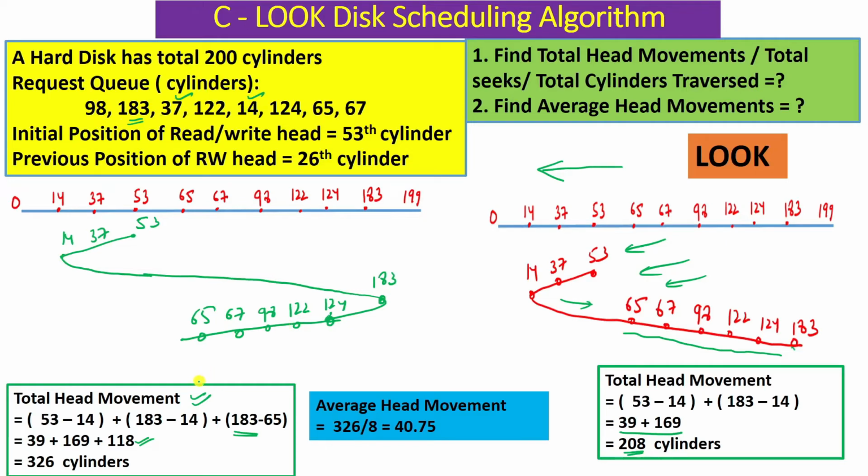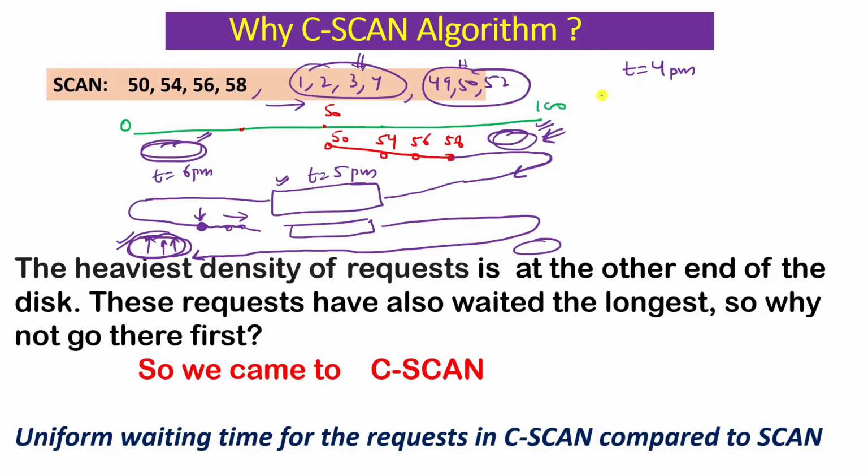You may ask, if C-LOOK has more head movements than the LOOK algorithm, what is the advantage of the C-LOOK algorithm? This is the same question you can ask while understanding the SCAN and C-SCAN algorithms. In the C-SCAN algorithm also we saw more head movements than the SCAN algorithm. But why did we introduce C-SCAN? We introduced C-SCAN so that we get uniform waiting time of the requests.